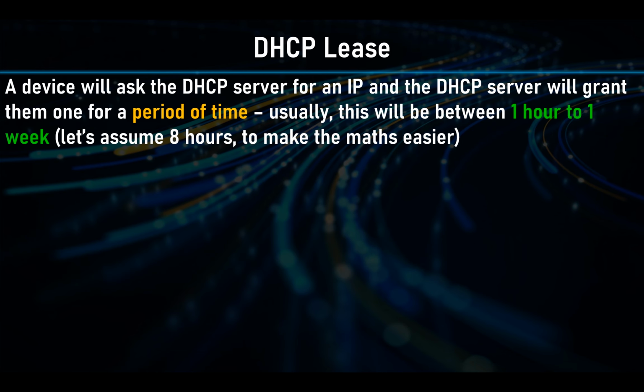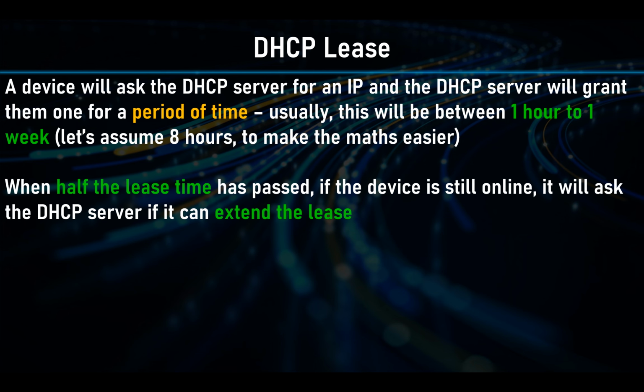In terms of how we work out if it's expired, this is where the lease comes in. A device will ask the DHCP server for an IP, and the DHCP server will grant it for a period of time. Usually this will be between 1 hour and 1 week. Here, let's just assume 8 hours to make the maths easier. The reason I've chosen 8 is because it's kind of like Half-Life, everything is just going to half. So when half the lease time has passed, if the device is still online, it's going to ask the DHCP server if it can extend the lease.